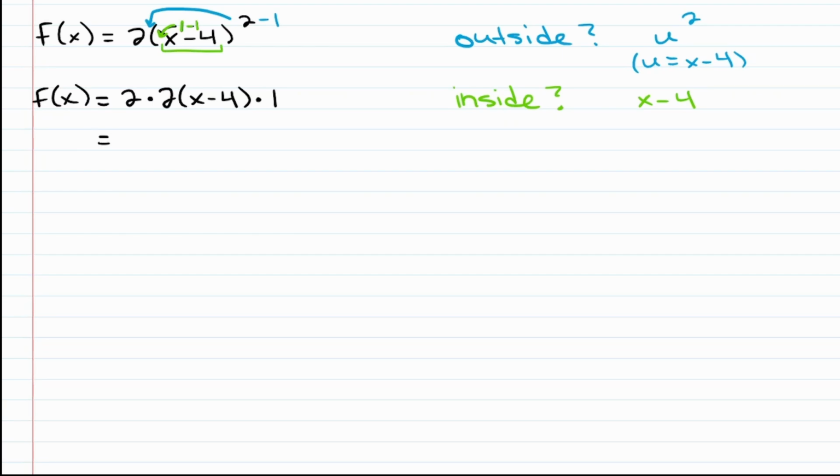And then we could go ahead and simplify. So we would have 4 times x minus 4. We don't need to put the times 1 anymore. And then if we distribute that out, we would have 4x minus 16. And that would be our final answer. And don't forget our little derivative signs there.